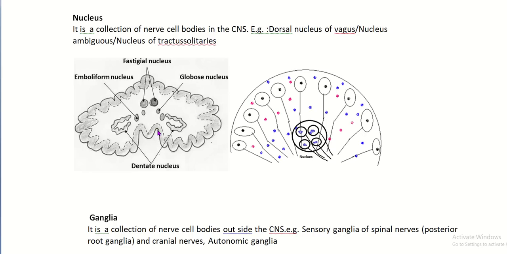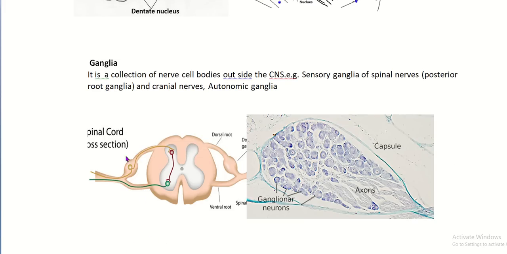Nucleus is the collection of the nerve cell body within the central nervous system. So this is the area of white matter, this is gray matter. Within the white matter, a small collection of the nerve cell body is known as the nucleus. And outside the central nervous system, a small collection of the nerve cell body is known as the ganglia.